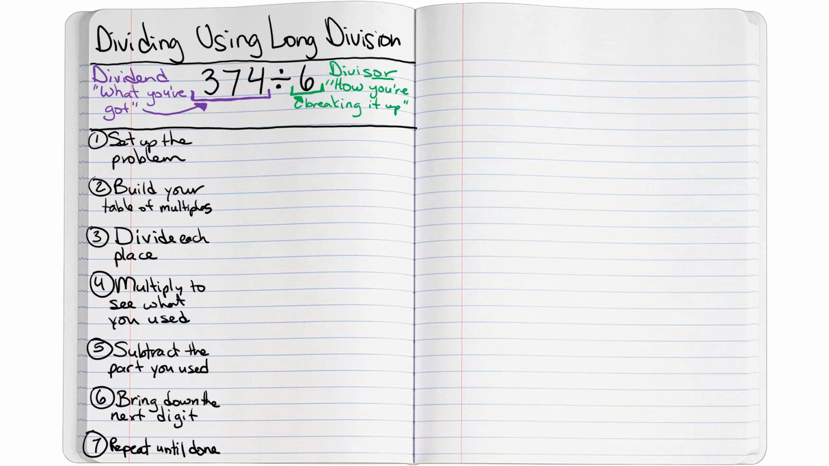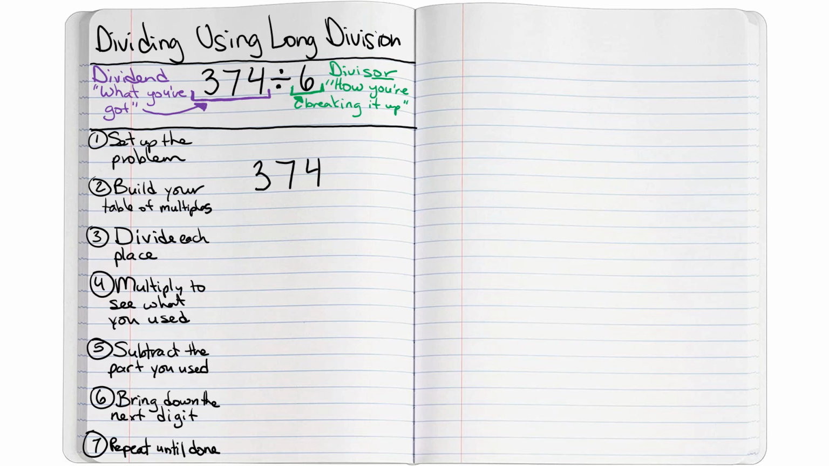All right, so now that you've got all the notes written in, let's actually do these steps to show how it works. So step 1 asks you to set up the problem. And we're going to write the dividend, and then we're going to put the long division symbol around it, and then write the divisor. So as I do that, I have a thinking strategy.